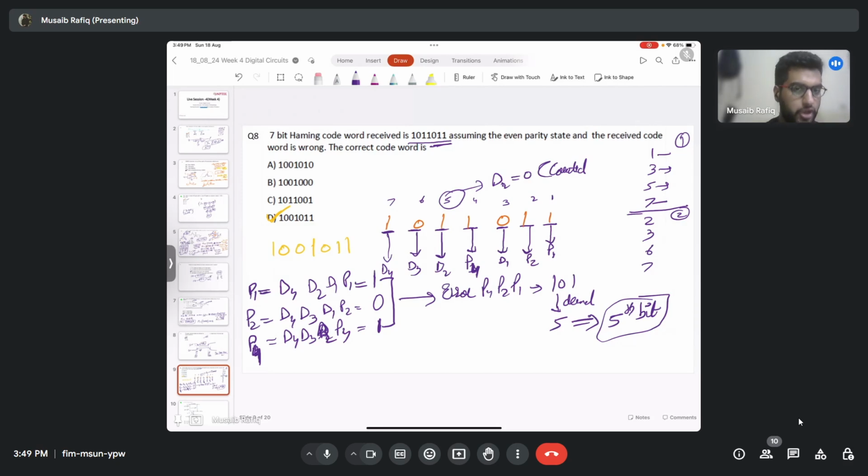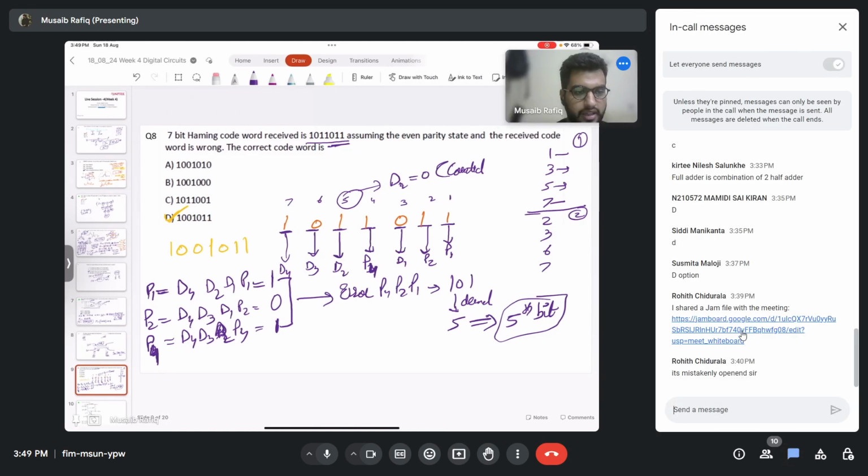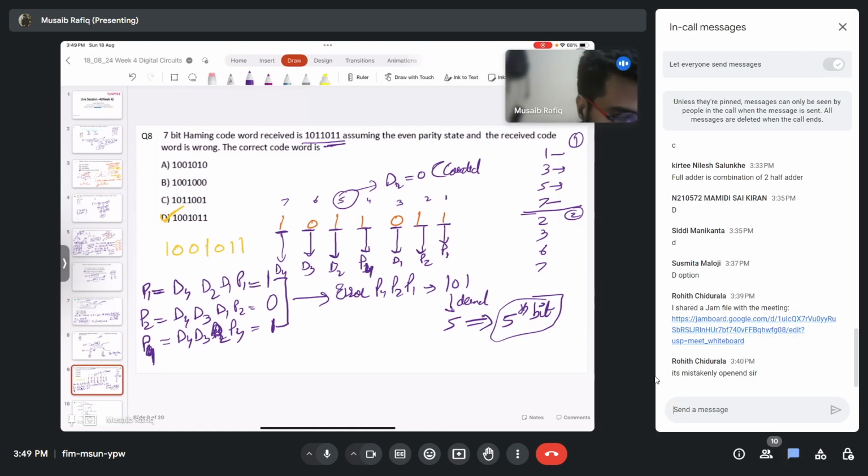Bit number 5 is data bit 2. That was 1 in the received code, but it will be 0 in the corrected code. So my corrected code will be 1001011. So option D is the right answer. Any doubts in here?